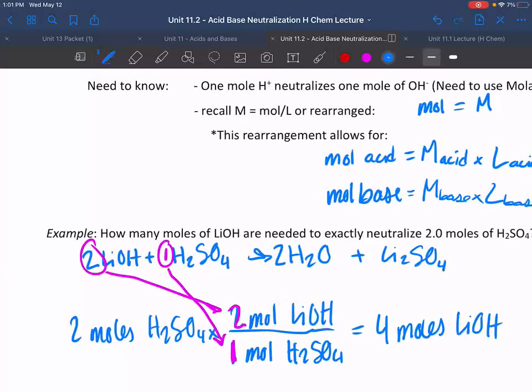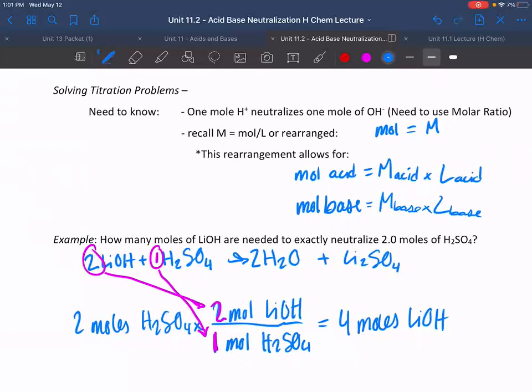Any questions about this? So we're just making sure that every hydrogen from an acid has an OH pair, or vice versa, making sure every OH has an H pair to make water. All right, let's do the next example then.